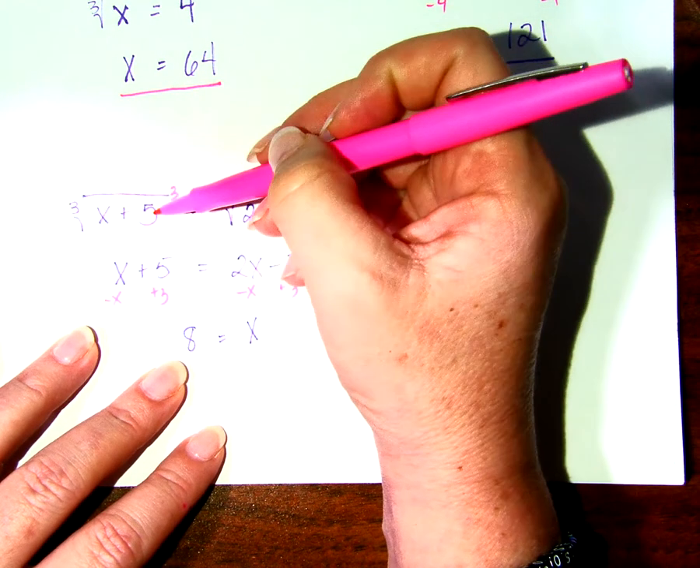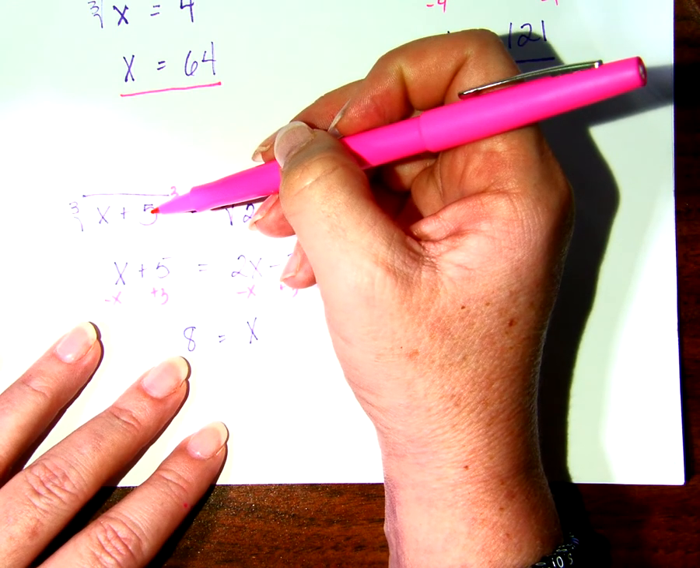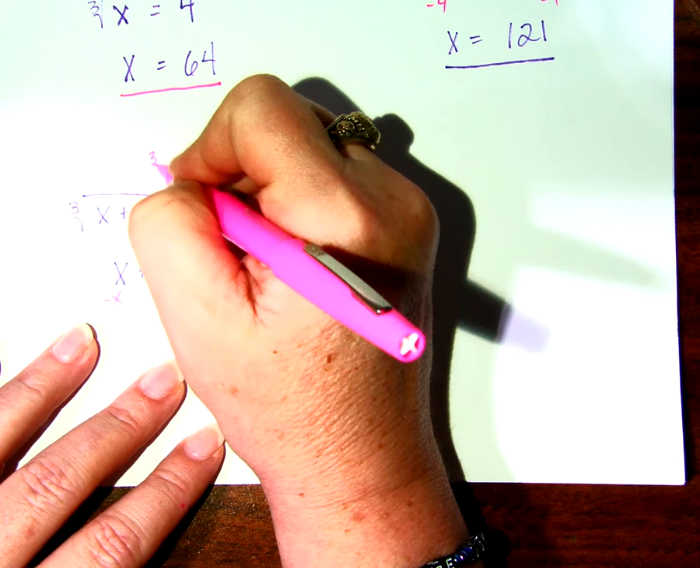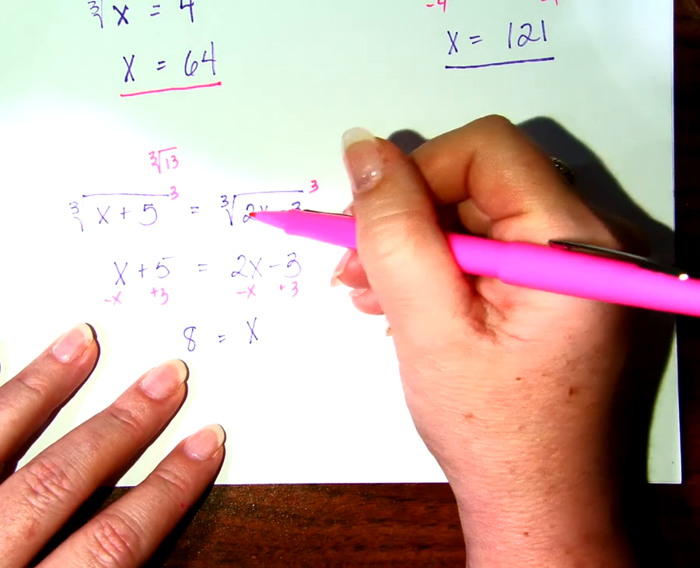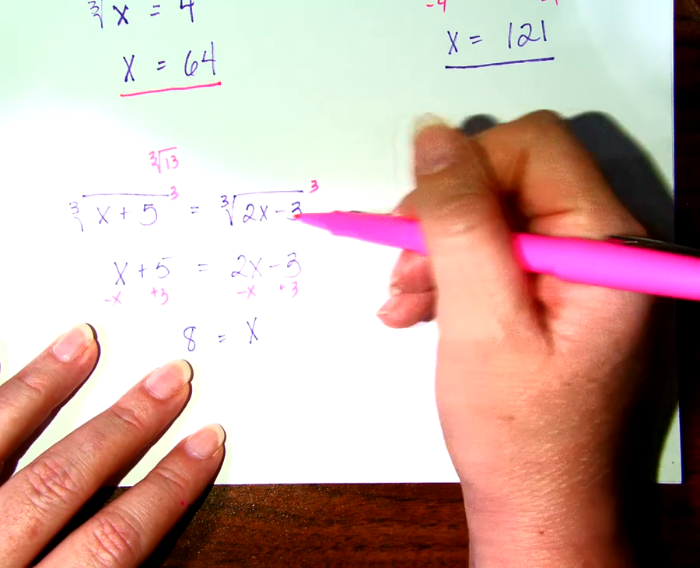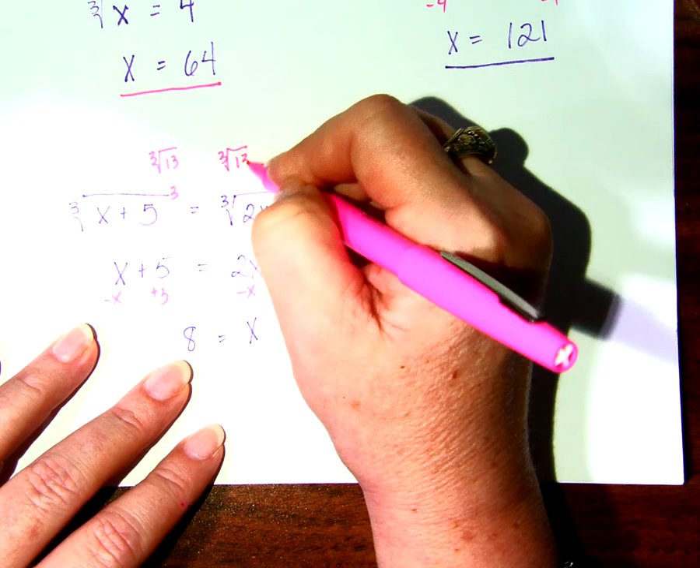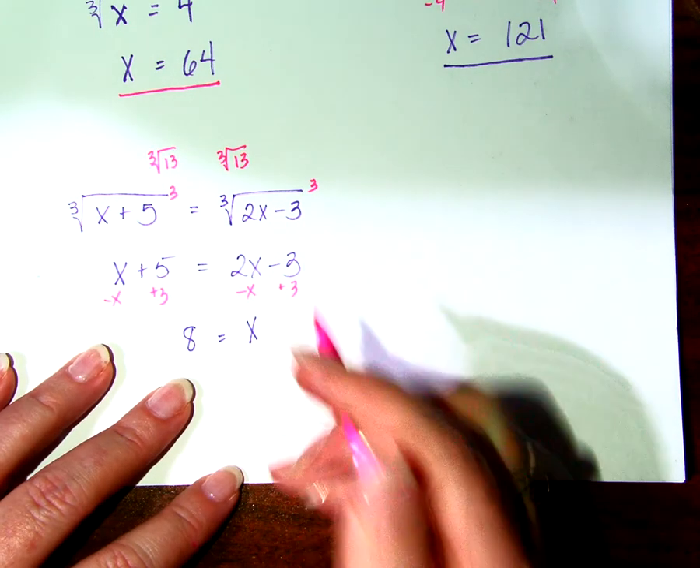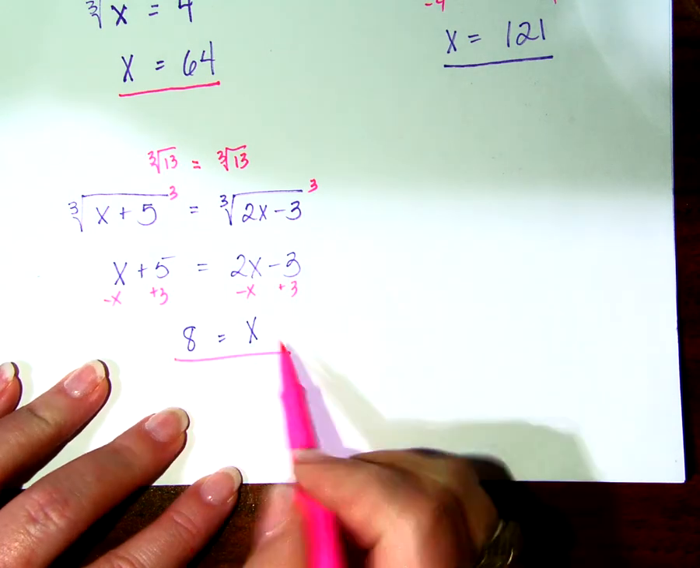8 plus 5. 13, right? Do you know what the cube root of 13 is? I don't either. So I'm going to ignore it for a second. 2 times 8. 16 minus 3. So I got the cube root of 13 over here. Guys, do I have to know what the cube root of 13 is? Or is it enough to know that they're equal? So that's the right answer, isn't it?